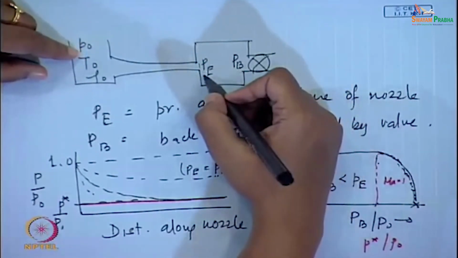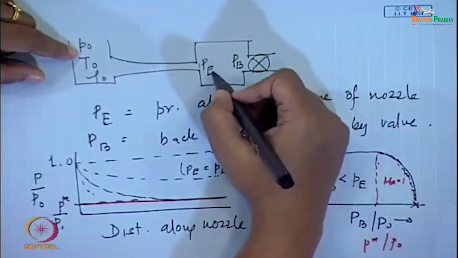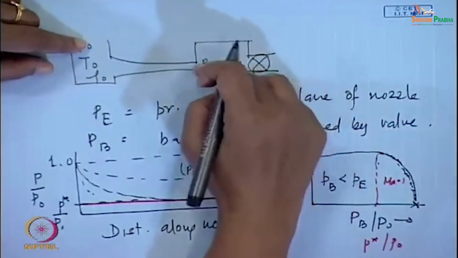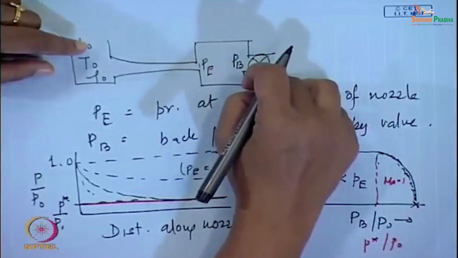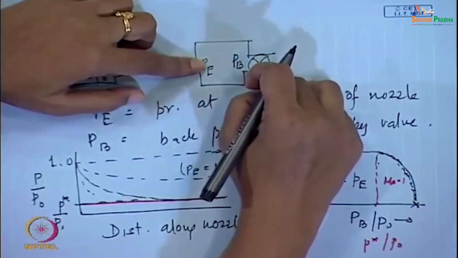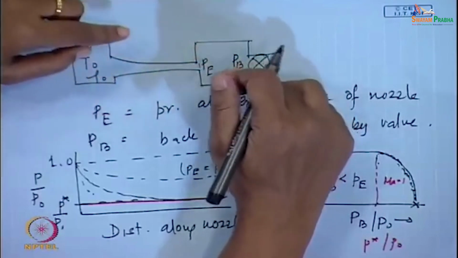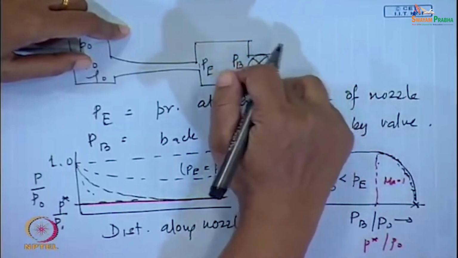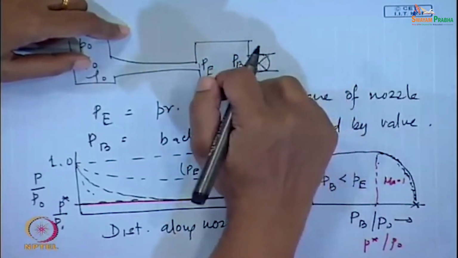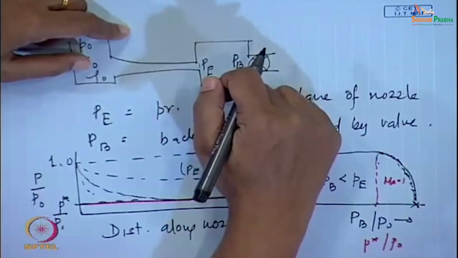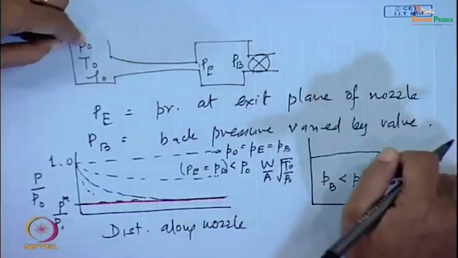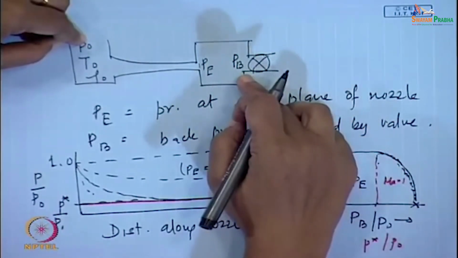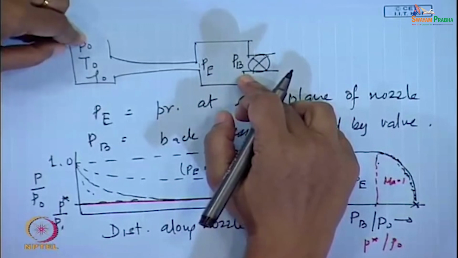What happens once choked flow condition is arrived? Choked flow means PE equals PB equals P star. Till that portion PE is equal to PB and your flow keeps on increasing. The moment PB becomes equal to P star, after that if we reduce the pressure further, then what happens? PE cannot respond anymore. And as a result, the flow rate becomes constant. The flow rate cannot be increased any further by reducing the back pressure or the exit pressure.